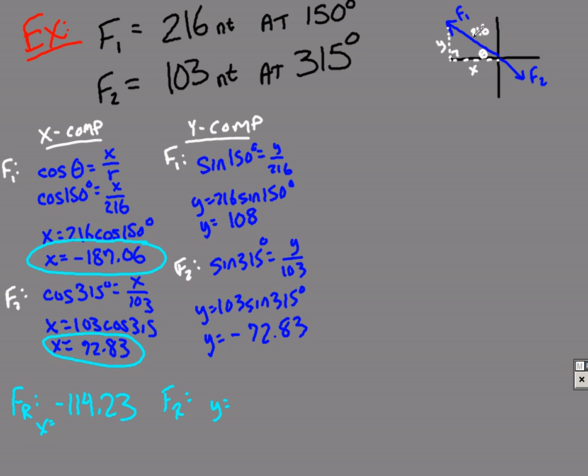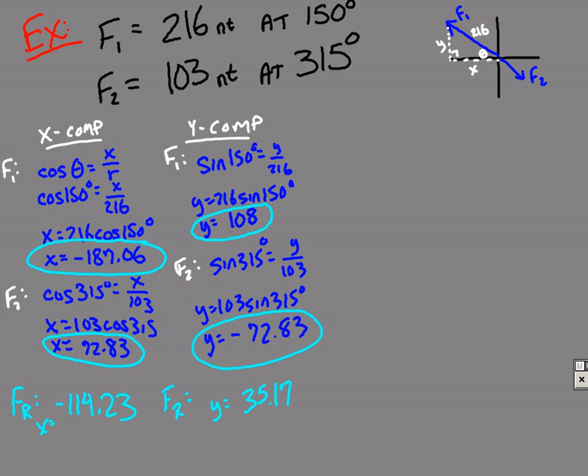Again, positive in the second quadrant, that's why this is positive, and negative in the fourth quadrant, that's why we get a negative for this one. So same thing we're going to do here. Here are my y components. I need to add them up, and that's what my resultant y component will be. In this case, 35.17.